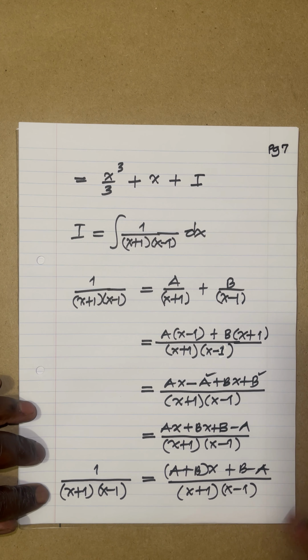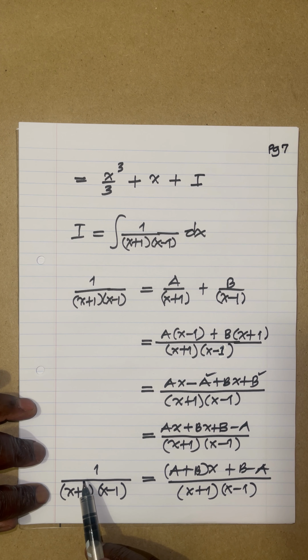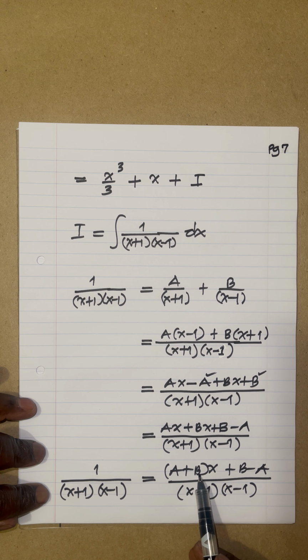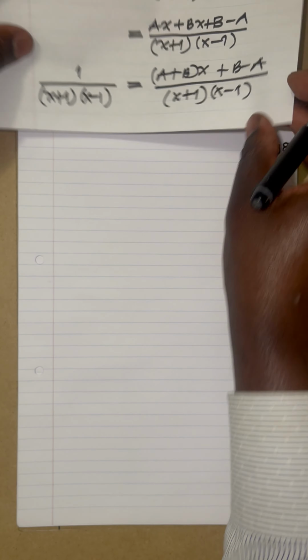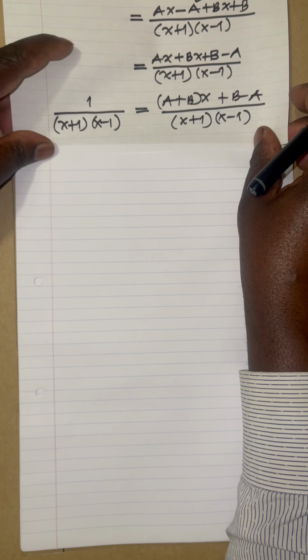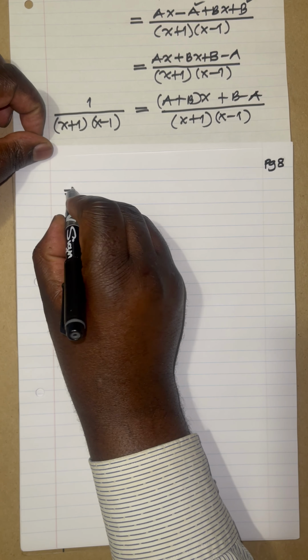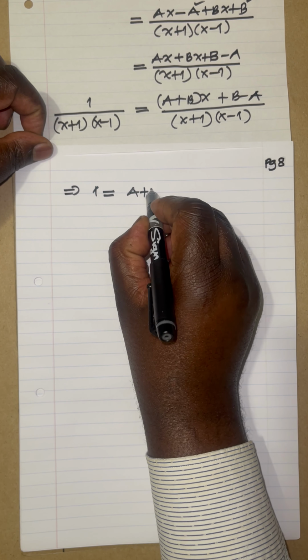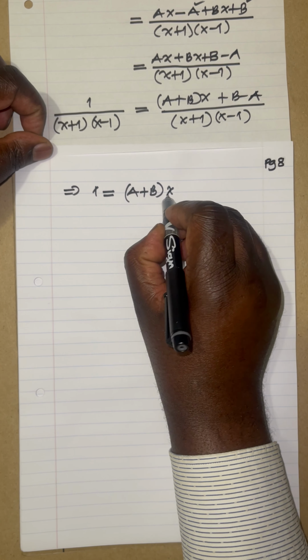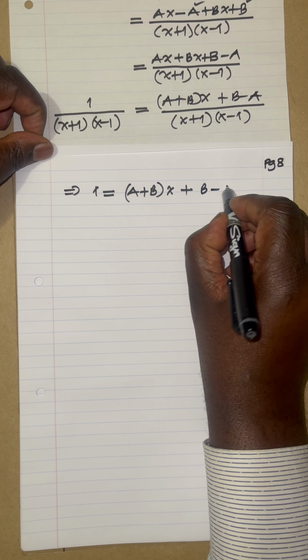We must now equate numerators. This part should be equal to that part. Now notice there is no term containing x here. So I'm basically going to say A plus B equals 0, and then B minus A equals 1, because that's a constant term. As follows. Let's first equate the numerators. Equating the numerators, we're saying basically that 1 is equal to, like I said, (A plus B) x, and then plus B minus A.